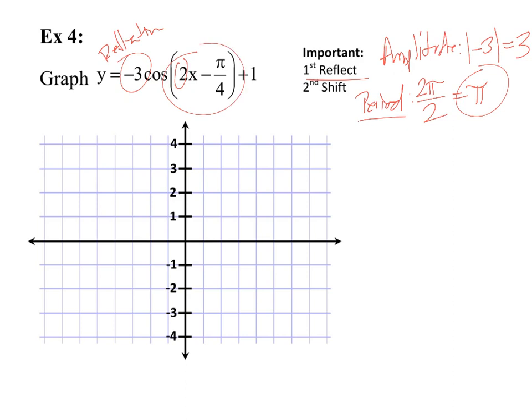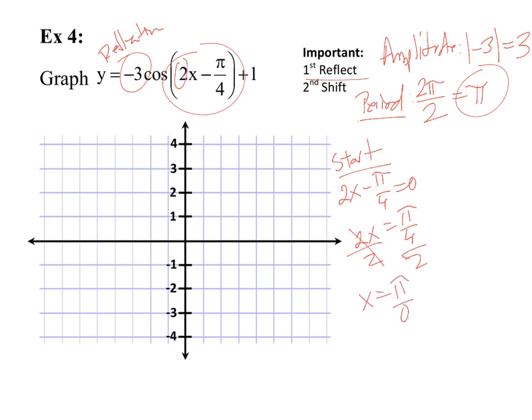Alright, now if I want the phase shift, I've got to figure out what my starting point is. I have 2x minus pi over 4 is equal to 0. I have 2x is equal to pi over 4. Divide by 2, and I get x is equal to pi over 8. Alright, that's my starting value.